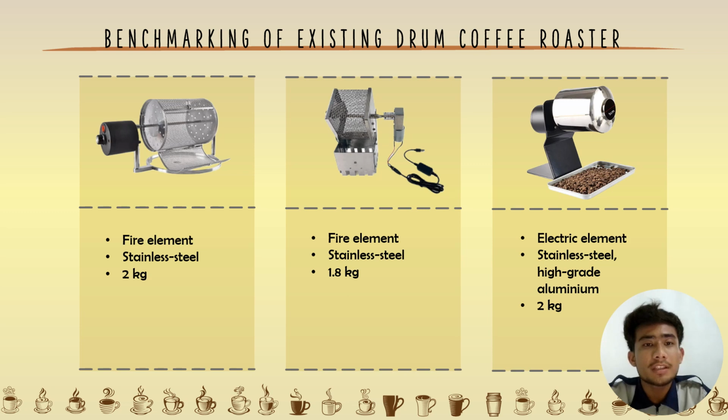The next one is the benchmarking of existing drum coffee roasters. I have chosen 3 existing drum coffee roasters that exist in the market now. The first one uses a fire element to roast the beans and is made of stainless steel. The second one also uses a fire element to roast the beans. The next one is stainless steel. And the last one uses an electric element and is made of stainless steel and high grade aluminium.